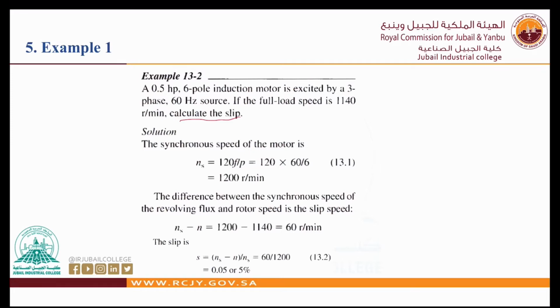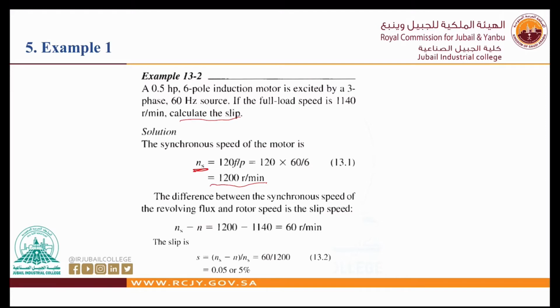Now we need to find the synchronous speed of this motor. The synchronous speed, as we explained, is 120 multiplied by f divided by the number of poles. So 120 multiplied by 60 divided by 6. So the synchronous speed of this motor is 1200 revolutions per minute.